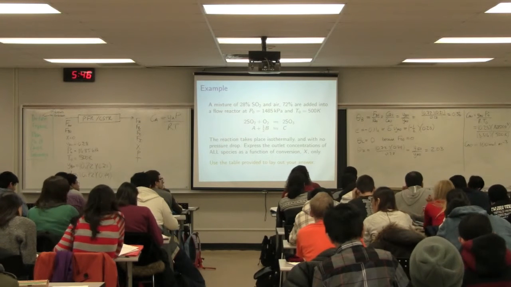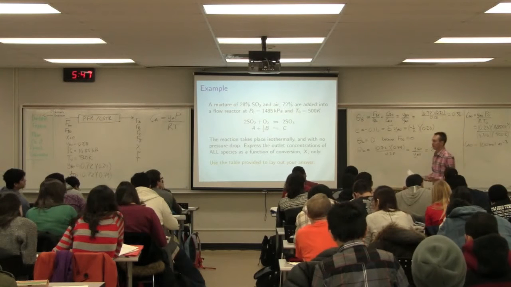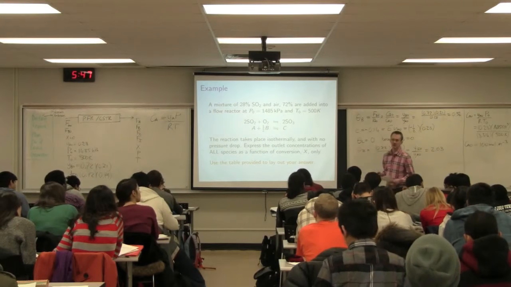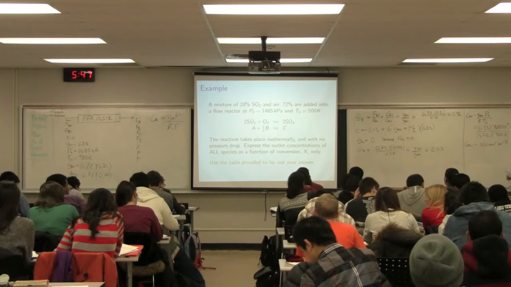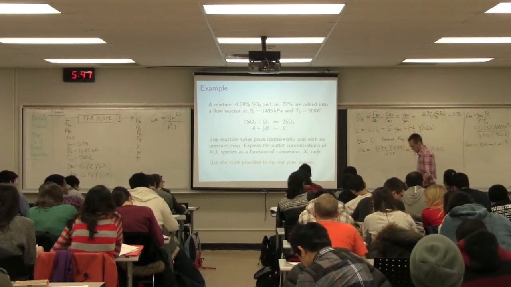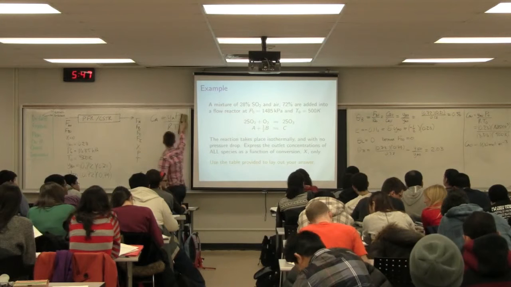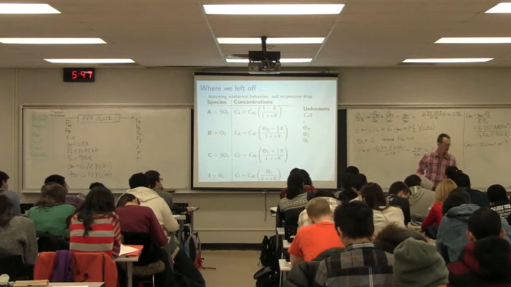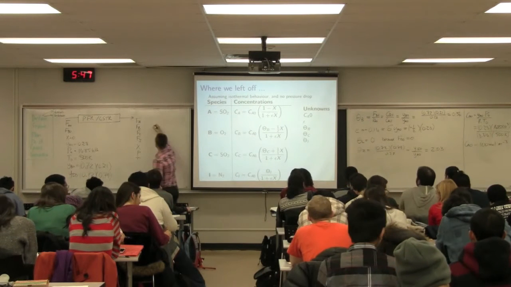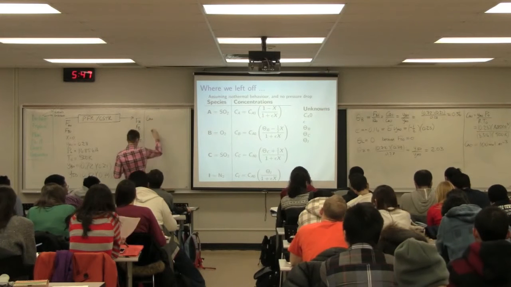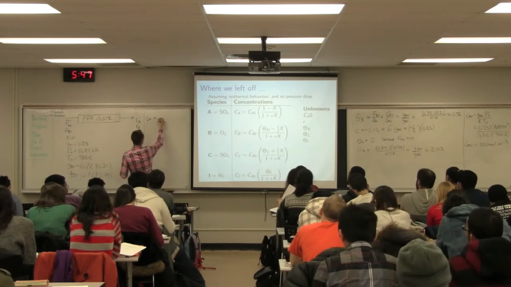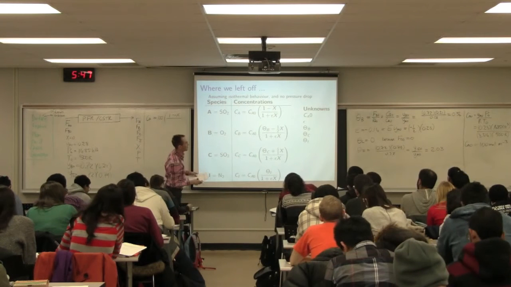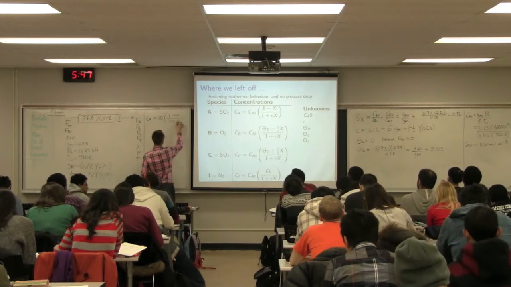The final step then is to actually solve what we're aiming for, which was to express the outlet concentrations of all species as a function of conversion X. So the only variable I have left in this entire system is my conversion capital X. So let's write these up based on the table that you have in front of you. We simply sub in. So CA is 100 for CA naught, 1 minus X, and epsilon is negative 0.14, so 1 minus 0.14X.